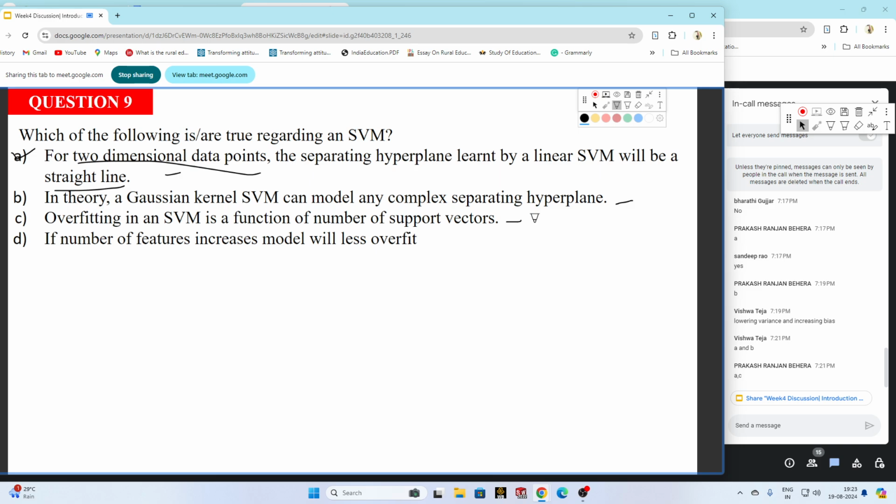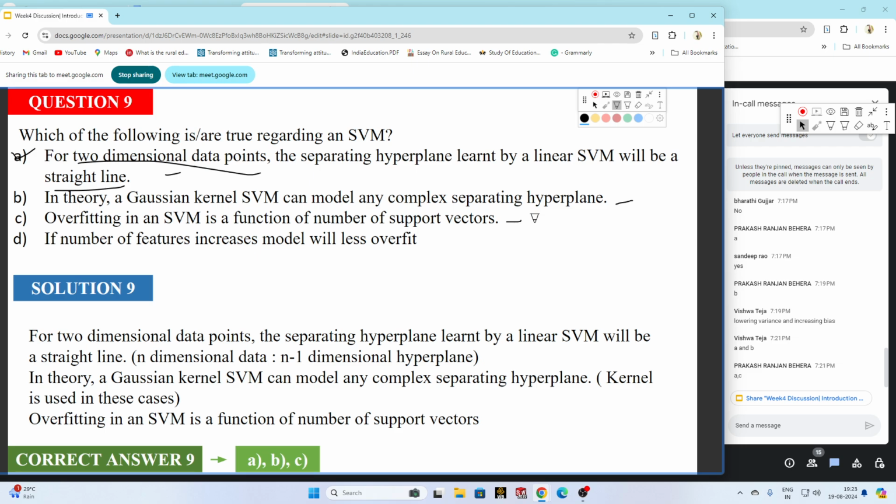Option D, number of features increases, model will less overfit. If the number of features increases, again we are complicating the model, so your model will actually overfit more, not less. So options A, B as well as C are the right options. For two-dimensional data, 2 minus 1 means a one-dimensional hyperplane, that means we have a straight line.